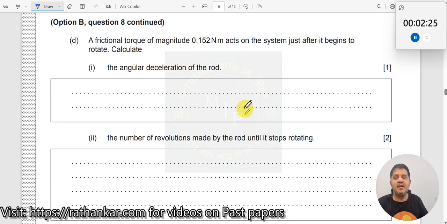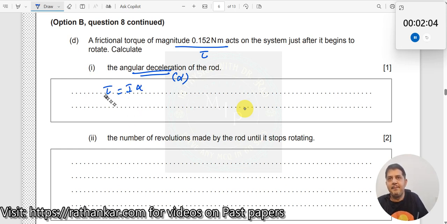Question D. A frictional torque of magnitude 0.152 Newton meter acts on the system. What is given here? Tau is given. After it begins to rotate, calculate the angular deceleration of the rod. Okay. So therefore, what is the formula for tau and alpha? This is angular deceleration given by the letter alpha. So we know that tau is equal to I into alpha.